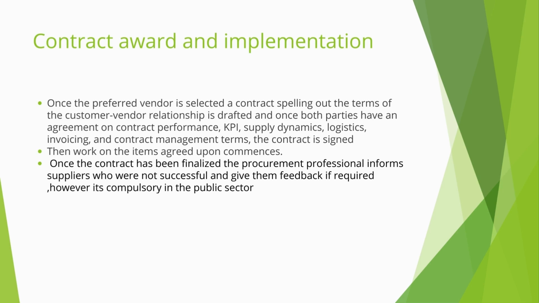So, with the contract award stage, the two parties negotiate contractual terms to reach a mutual agreement before signing the final agreement and starting the contract. Creating mutually acceptable terms at this stage would help to reduce any problems that may arise throughout the contract. So in this stage, once the contract has been finalized, the procurement professional informs the suppliers who were not successful and gives them feedback if required. However, this is compulsory in the public sector.